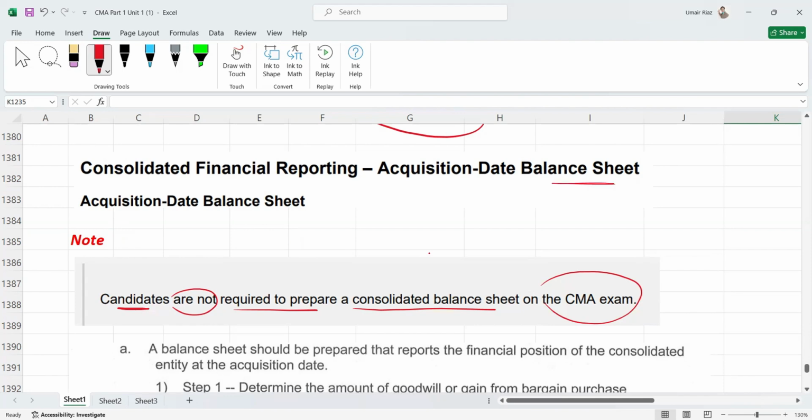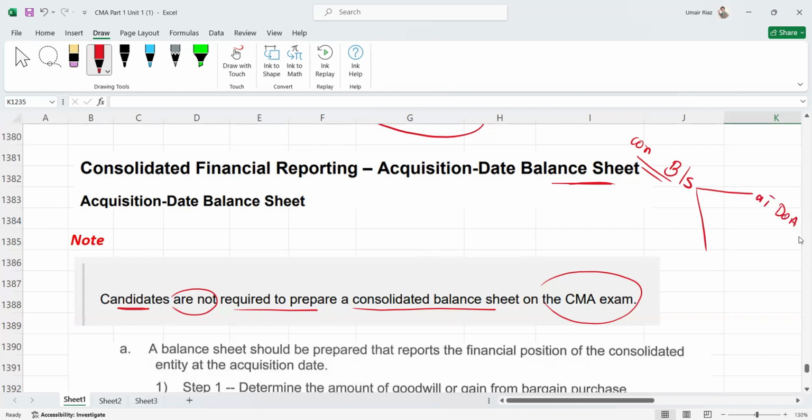Now, guys, regarding balance sheet, I'll explain two things. Number one, how to prepare the balance sheet at the date of acquisition. Because we are preparing a consolidated balance sheet, we can prepare it at two different points. Number one, at date of acquisition. Acquisition means when control was achieved.